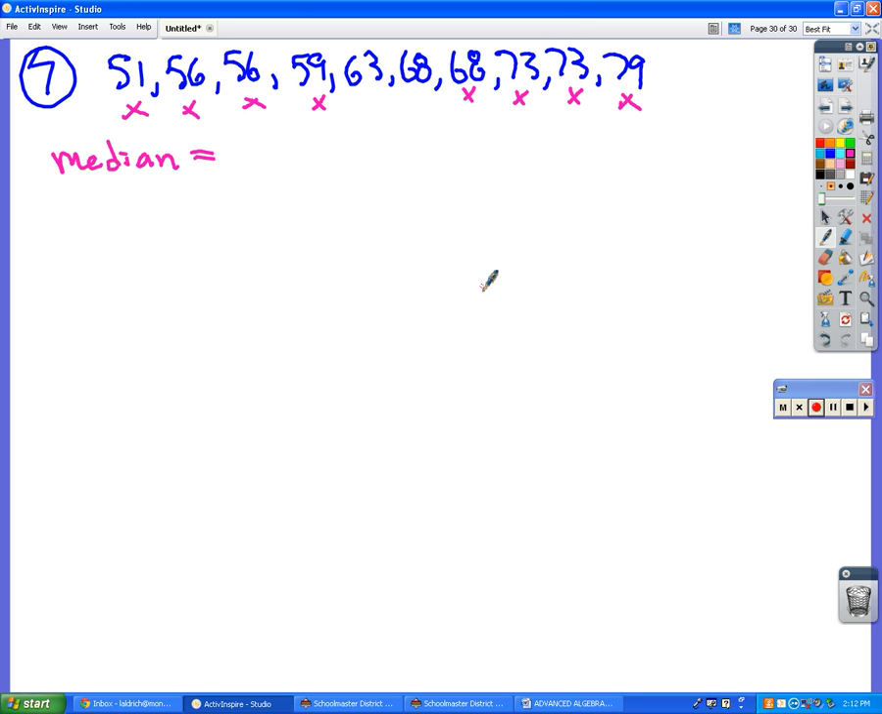It's 65.5, thank you. So the median is 65.5, okay? And that's going to make a dividing line right there in the middle. Now that I know that, I need to find the median of the two halves that are left over.